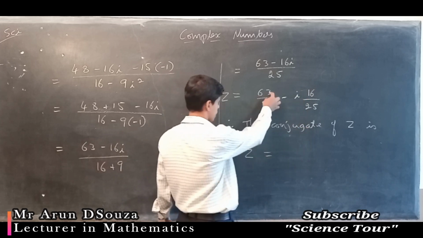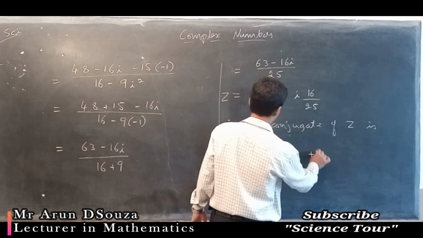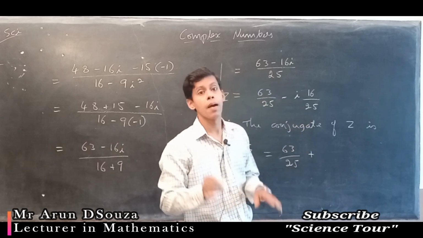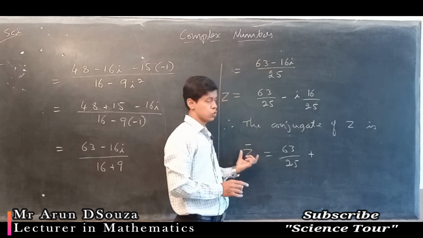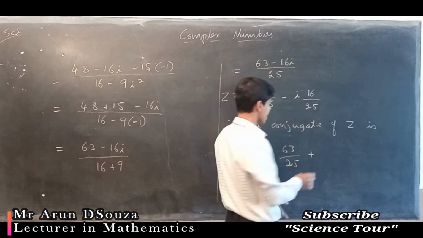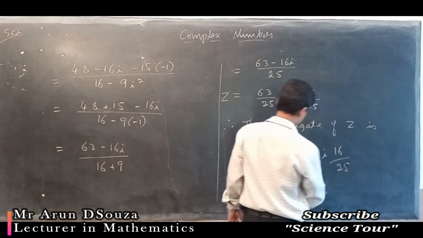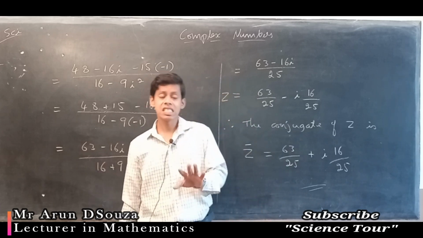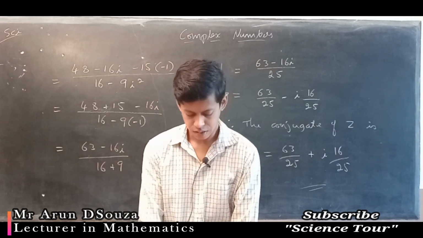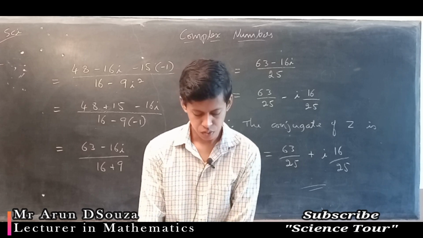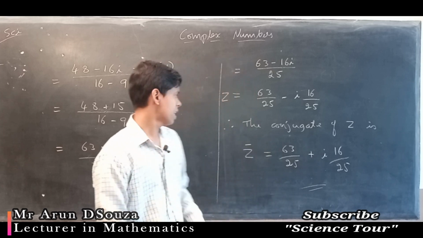So now what do we have to write? 63 by 25 here, and minus becomes plus. That's a very important thing here. So when you write the conjugate, and this is i 16 by 25. So that is the answer for this particular question. Now let's move on to the next question. Okay, so that is the first example.